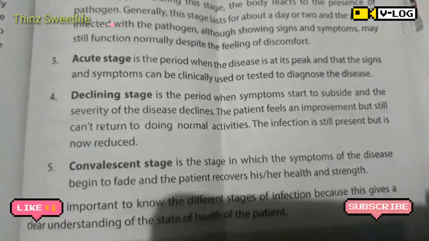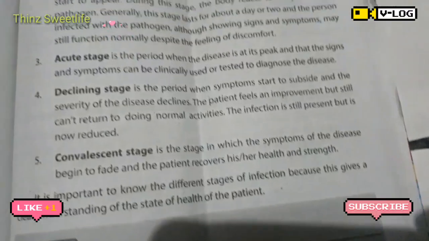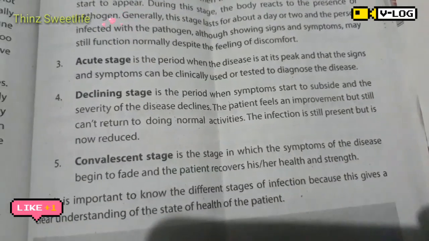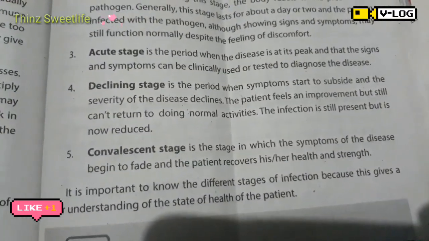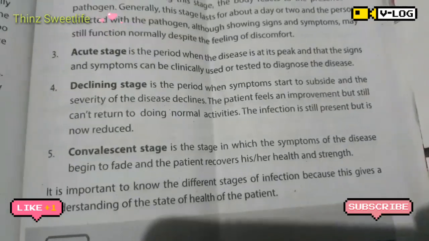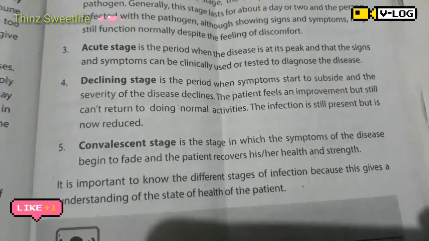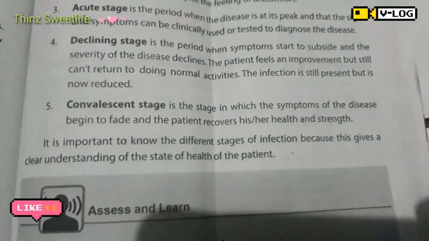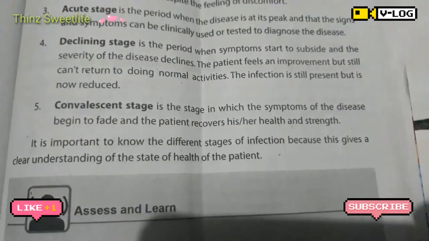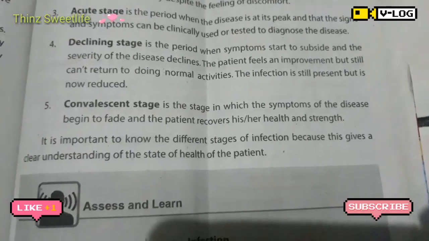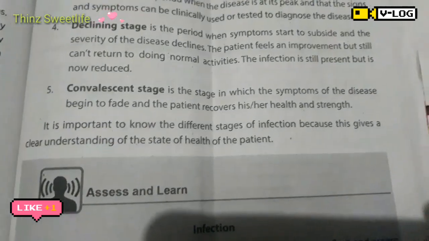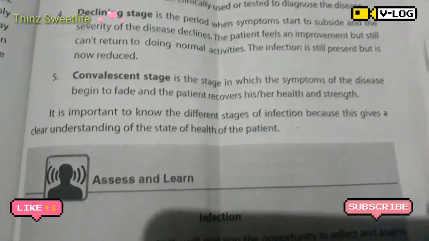Declining stage is the period when symptoms start to subside and the severity of the disease declines. The patient feels an improvement but still can't return to doing normal activities. Convalescent stage is the stage in which the symptoms of the disease begin to fade and the patient recovers his or her health and strength.